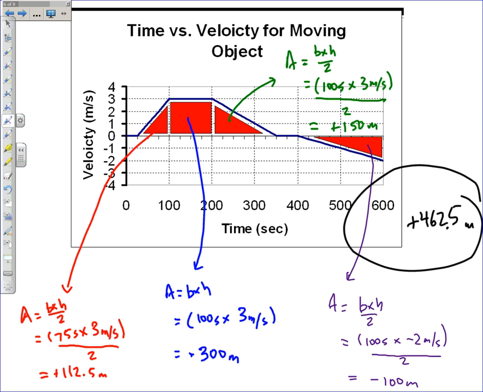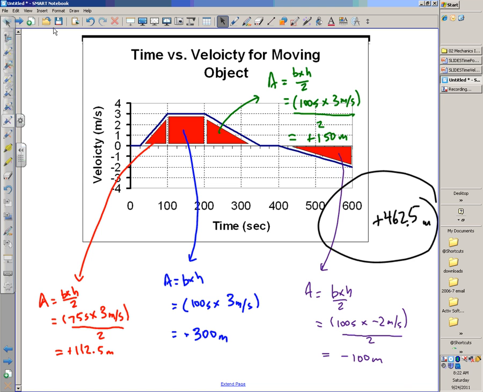That means it ends up 462.5 meters on the positive side of the reference point from where it started. It doesn't actually say that it started on the reference point. Remember, this is a velocity graph. Just because it started at 0 doesn't mean that it started at the reference point. But calculating the total displacement of positive 462.5 meters means that it ended up 462.5 meters on the positive side of where it started. Okay? And we'll never know where it started because it just doesn't tell us. All right, let's wrap this up.